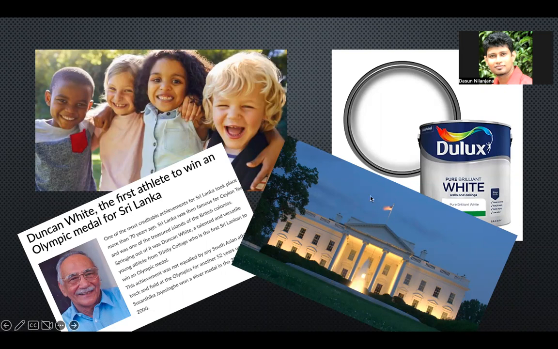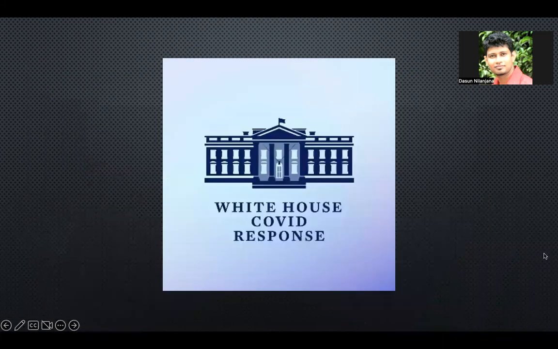So White House. Let's say there is a protest in front of the White House in the USA. That is news. That is information. Duncan White, the first athlete to win an Olympic medal. That is information. Then black people and white people now enjoy life without discrimination. Guys, that is news, information. Okay, now we know about information.